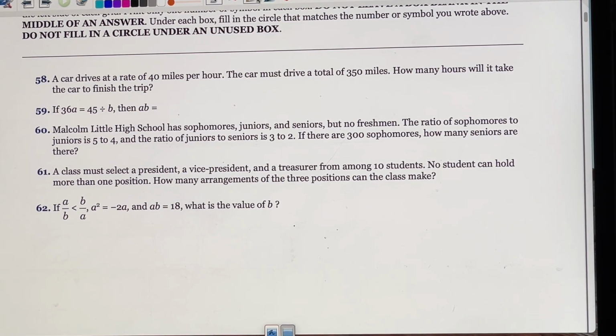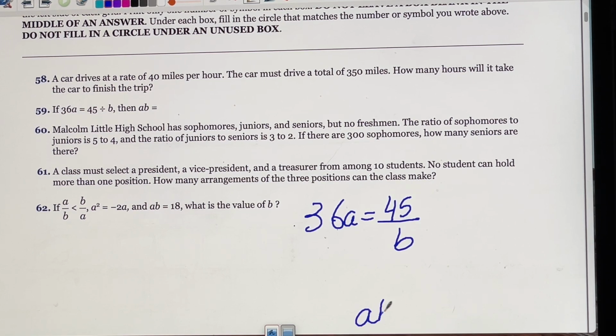First one, and I'll try to write as big as I can. First one was 59. 59 was 36a equals 45, and the key thing here for me is that instead of writing it like this, 45 divided by b, you actually write it as 45 over b. That, to me, helps a lot. So now we want to rewrite this equation so it looks like this. Well, in order to do that, we can cross multiply.